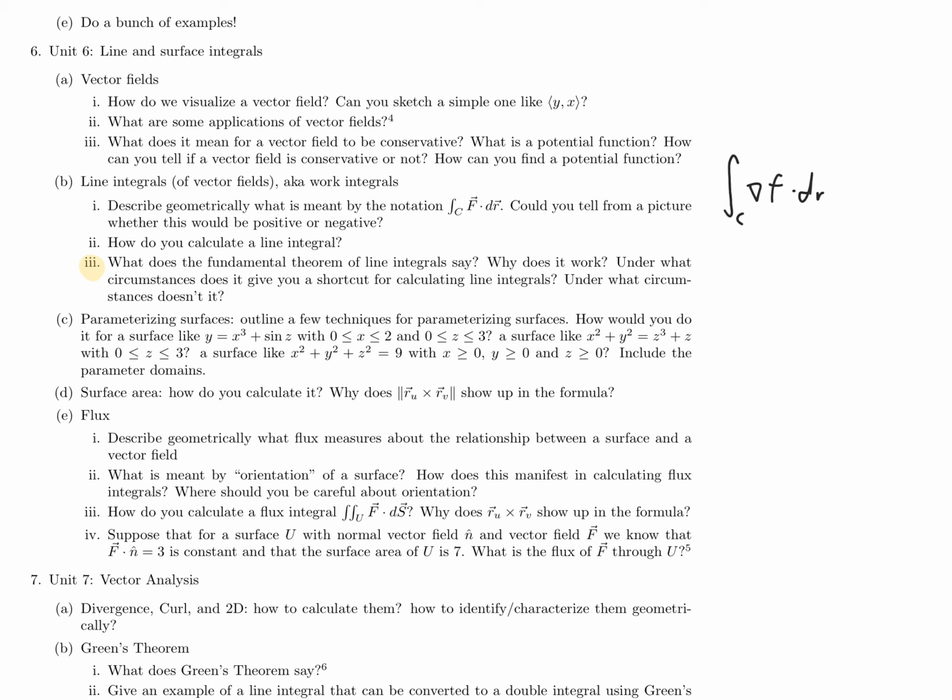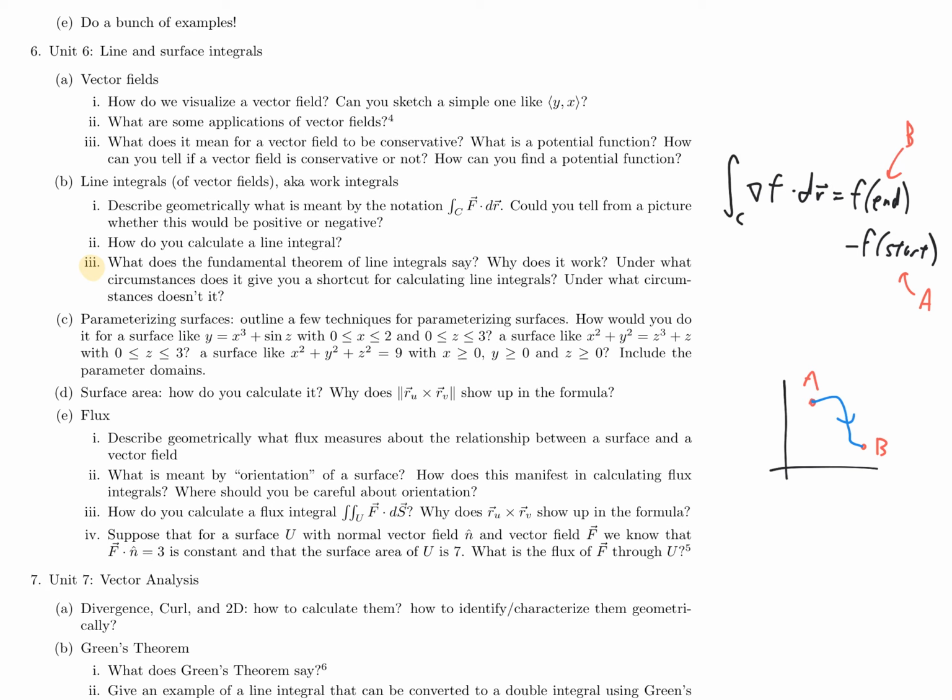I'm just going to write it down, and then we'll try and interpret it. It's f of the end minus f of the starting point. What I'm imagining here is when you have a line integral, you have a vector field in the background and a curve c that goes from one point to the next. And so if I start at point A and I end at point B, then I'm doing f of b minus f of a.